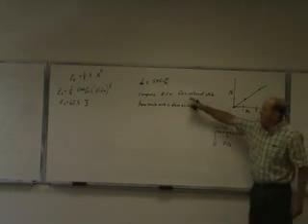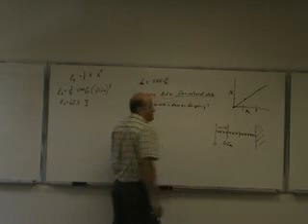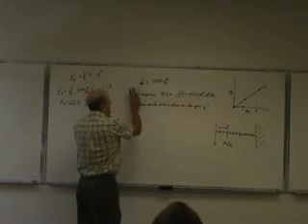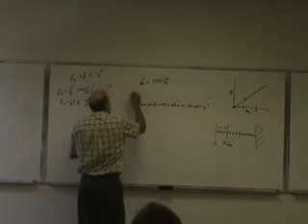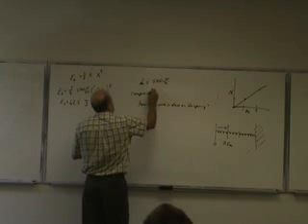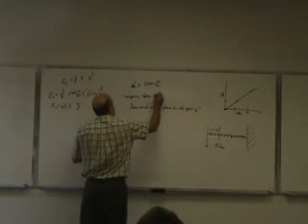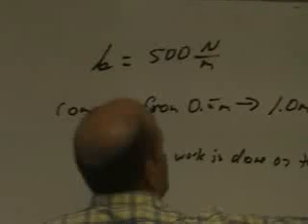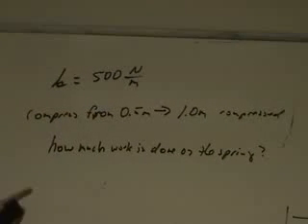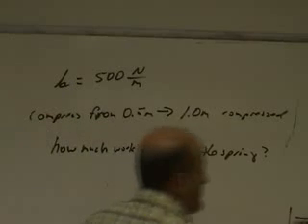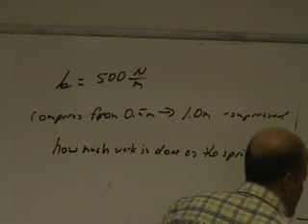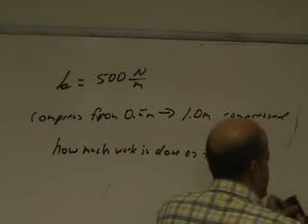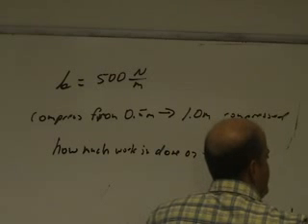So I had to define where I was starting from, the relaxed state. If I change this, I'm going to change this question. I'm going to work it again. I want to compress from 0.5 meters to 1.0 meter compressed. So in this next part, I'm starting here, and I'm going to here. So this is my start, and this is my end.